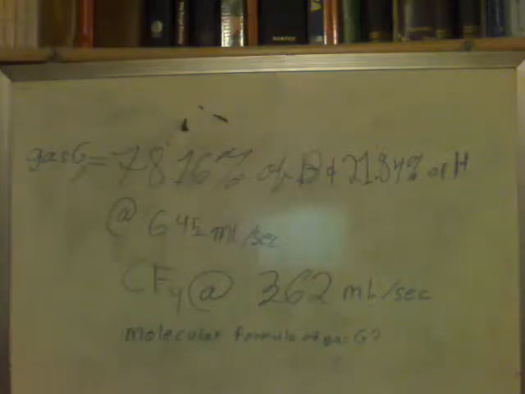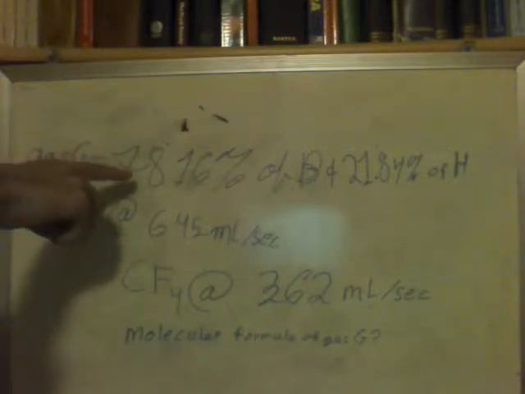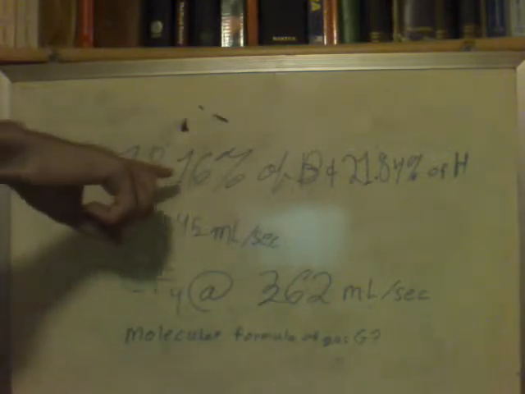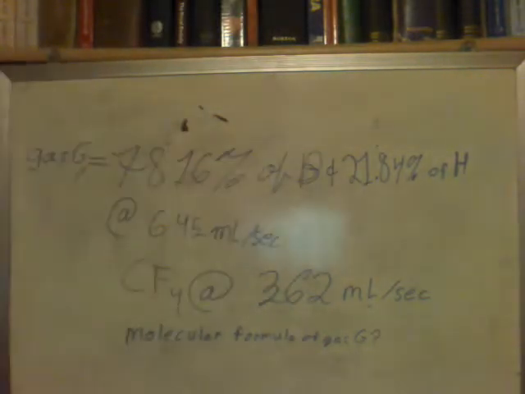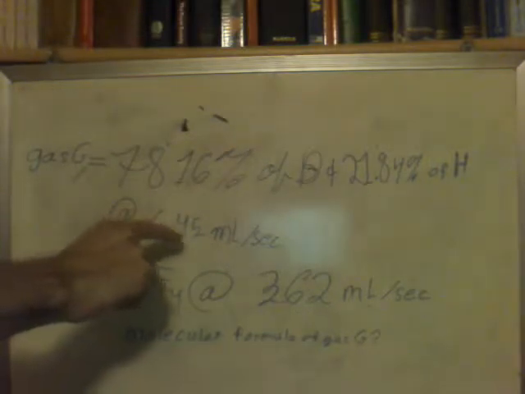This is a Graham's law question, a relationship between rate of diffusion and the mass of the molecule. Now, what's being asked of us is the molecular formula of gas G. We know that gas G has 78.16% of boron and 21.84% of hydrogen at a rate of diffusion of 6.45 milliliters per second.